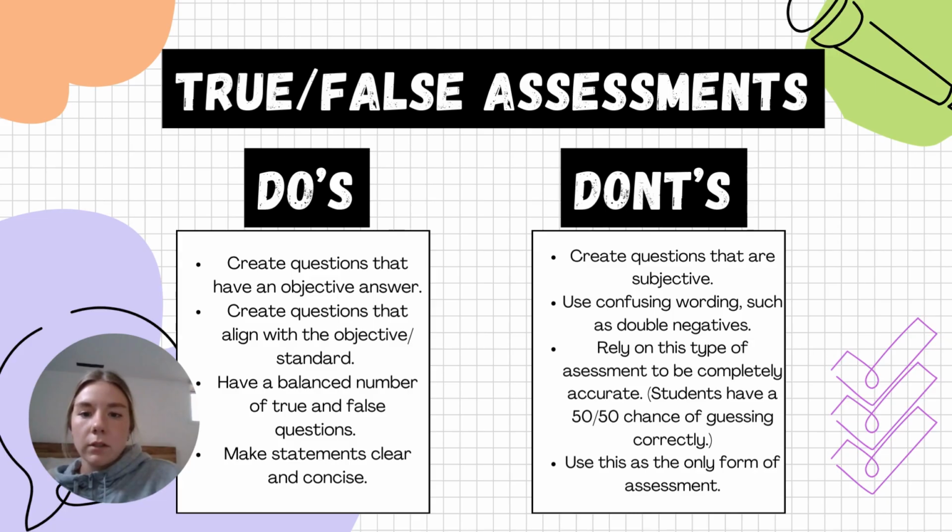Next is to have a balanced number of true and false questions. You don't want all true or all false. You want them to be kind of balanced so that students actually have to think about things and recognize whether or not they're true or false.